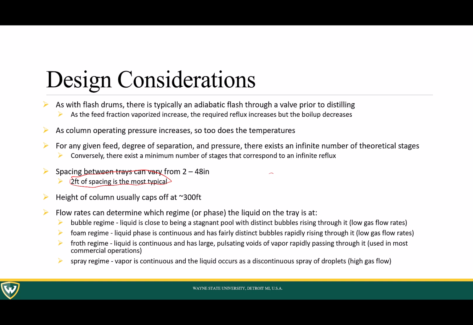You have the foaming region, where the liquid phase is continuous and has fairly distinct bubbles rapidly rising through it. Then you have the froth regimen, where the liquid is continuous and has large pulsating voids of vapor rapidly passing through it. This is what is most used in commercial operations. These distillation columns are not going to have the liquid as a stagnant pool or a foam. They're going to be in a frothy region where you can get the degree of intimate contact with the gas needed to achieve equilibrium. There's a spray regimen, which is when the vapor rate is too high and liquid droplets get entrained with the vapor and brought up with it.